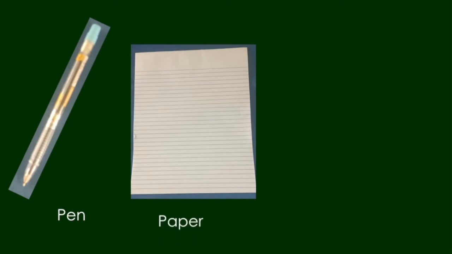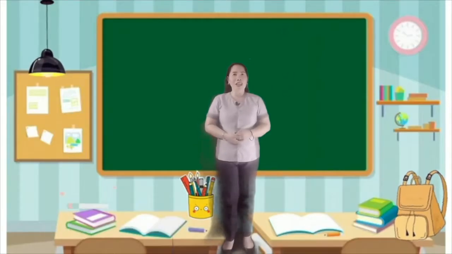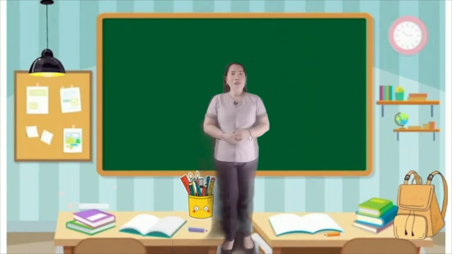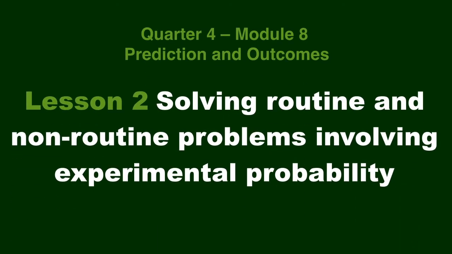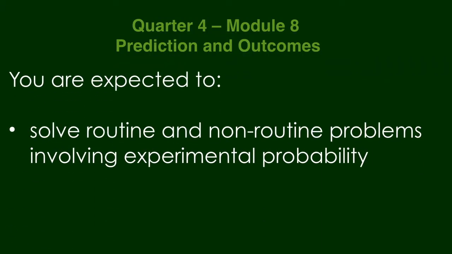So kindly get your pen, paper, and self-learning module, and let's learn a more challenging lesson today. The second episode in Mathematics 6, Quarter 4, Week 8 is about solving routine and non-routine problems involving experimental probability. Our learning competency is to solve routine and non-routine problems involving experimental probability. In this lesson, you are expected to solve routine and non-routine problems involving experimental probability.